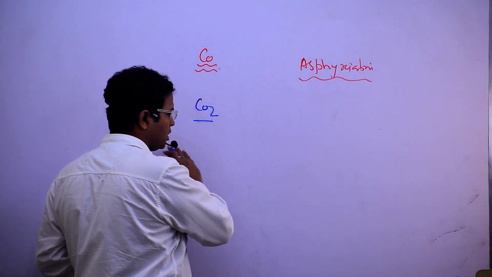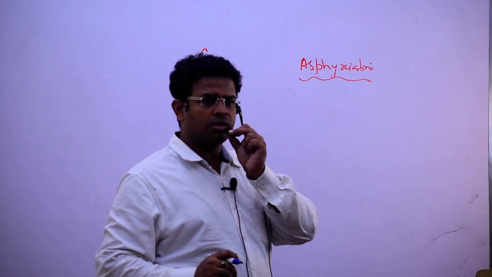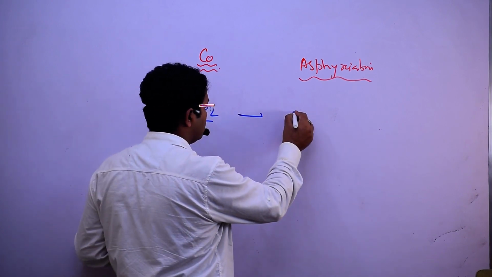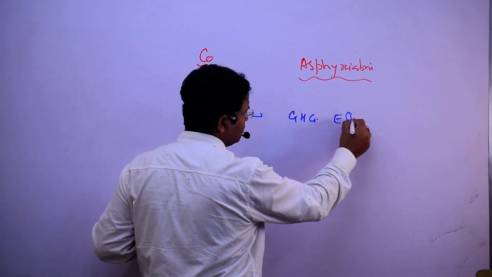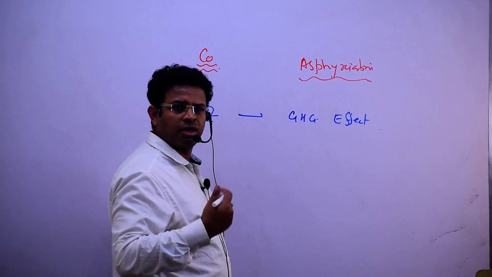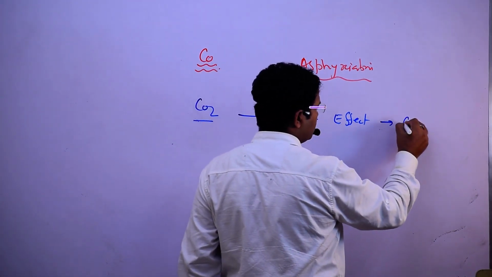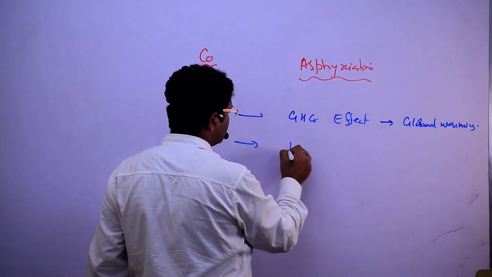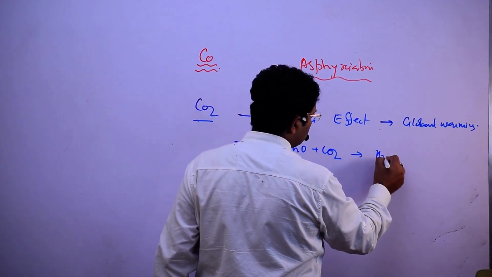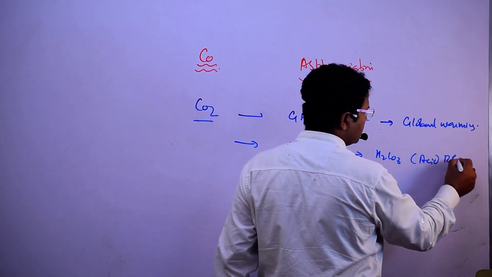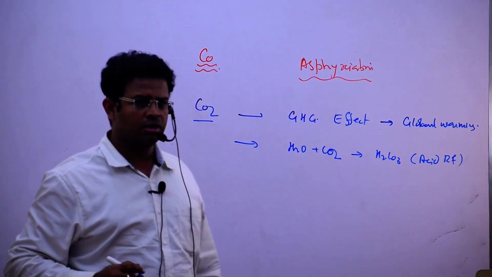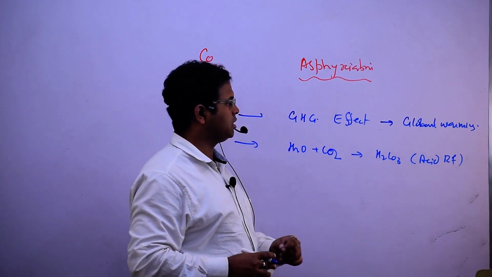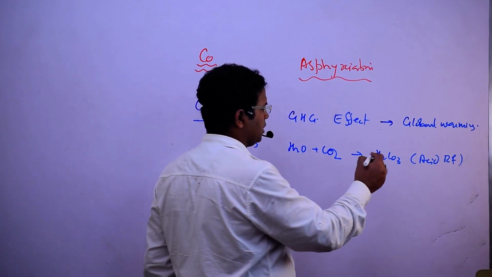And carbon dioxide. How is carbon dioxide not good for the atmosphere? Yes, tell me fast. It causes the greenhouse effect, and through this greenhouse effect, what is happening? Global warming. It is also causing, through H2O plus CO2, acid rainfall. The carbon dioxide concentration causes the greenhouse effect, which leads to global warming, and then global warming causes what?